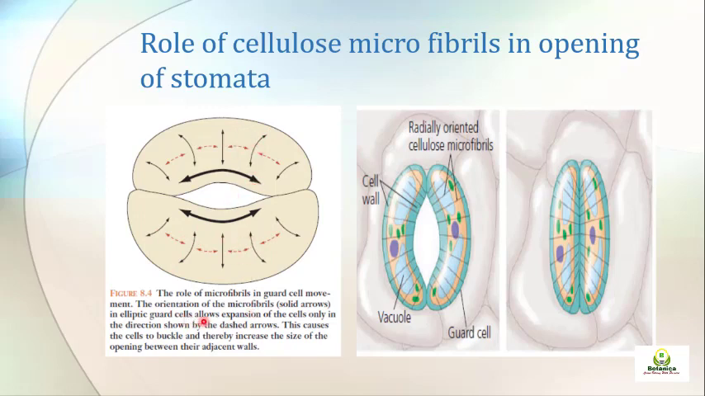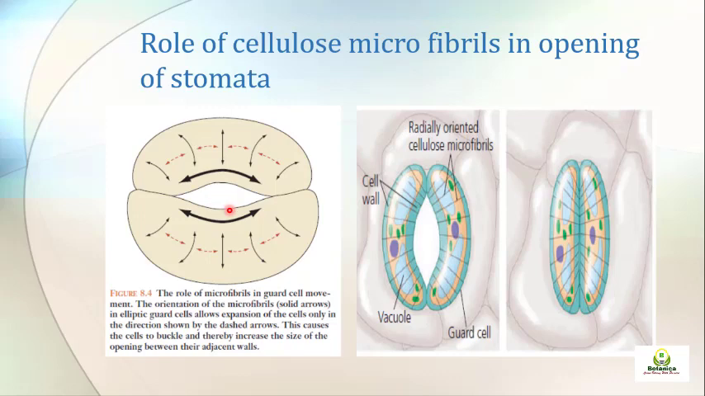So the elliptical guard cell allows expansion of the cells only in the direction shown by the dashed arrow. Because of the radial arrangement of these microfibrils, their movement is only in this direction, lengthwise, not widthwise. And when there is an increase in the length, what will happen to the width? Because they are joined at their tips, there will be a pore in the middle of these two cells, which will result in this stomatal opening.